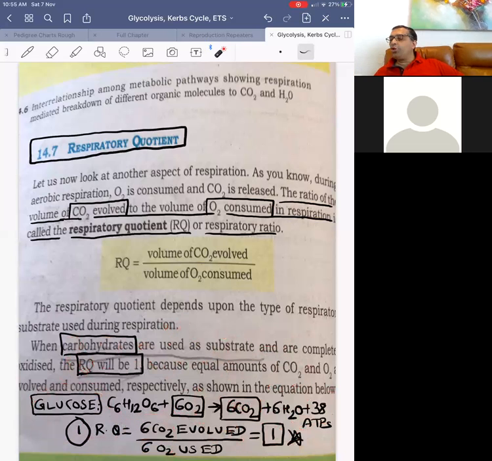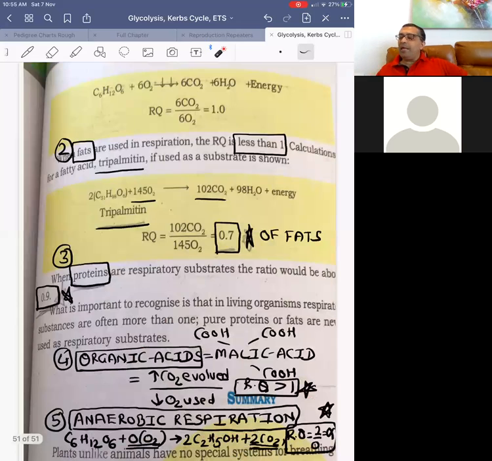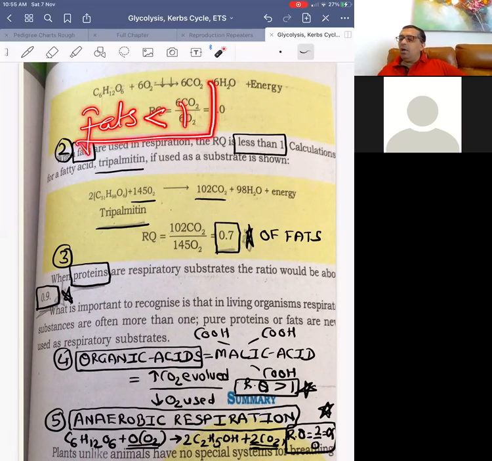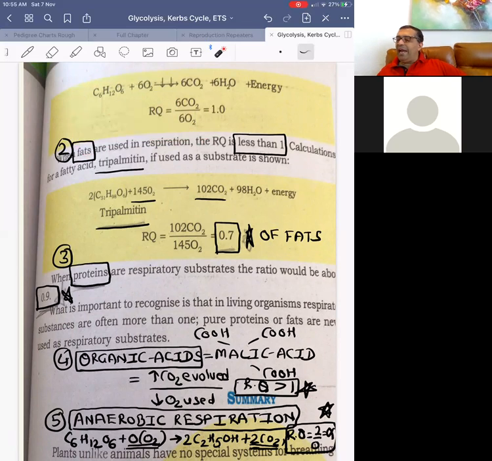Now, suppose glucose has been used. After glucose is used, what is used next? Fats. Fats are used in respiration. For fats, RQ is less than 1. Why, sir? Because of the example we take, tripalmitine. Tripalmitine is a fat. And what is tripalmitine chemically?